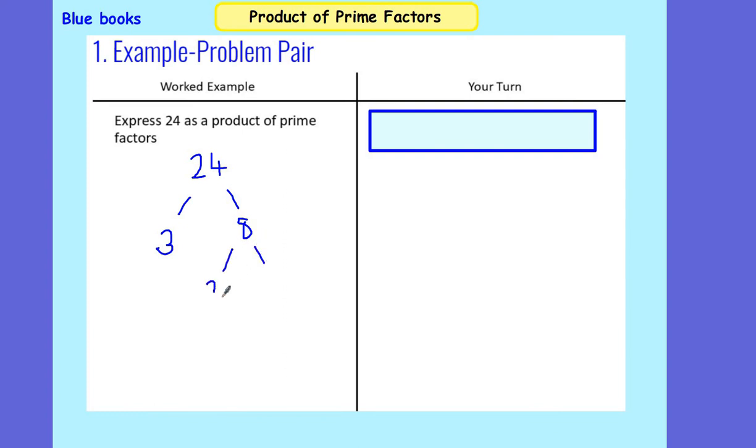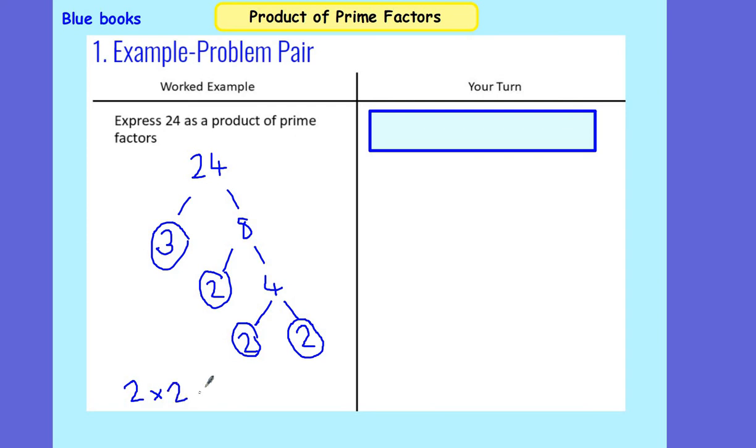I'm going to split 8 into 2 and 4. And I'm going to split 4 into 2 and 2. I've got 3, I've got 2, I've got 2, and I've got 2. So that's going to give me 2 times 2 times 2 times 3. But I can write 2 times 2 times 2 as just 2 to the power 3 times 3. So here I've written it in index form.